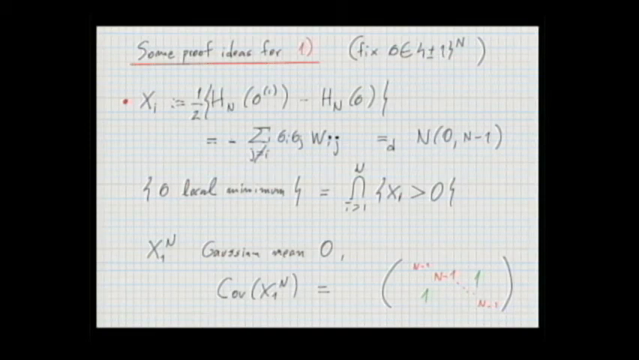It has n minus 1 on the diagonal, which comes from this. It has this 1 term off the diagonal, which just means that if I look at x sub i and x sub k, there's 1 term in which they overlap, and all the other terms are independent. Okay, so it's very simple.